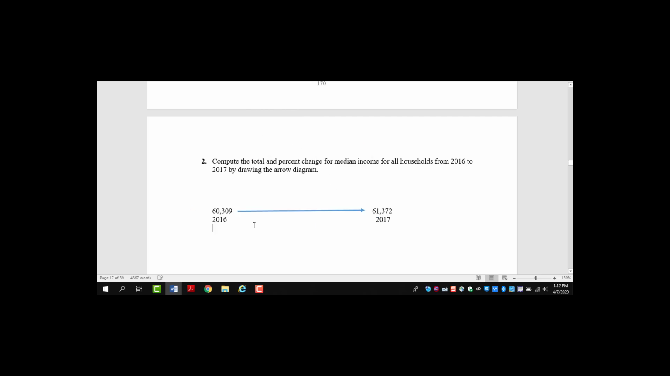And I'll leave it in blue. So here's the 2016. This is dollars, median income. And so is this. So up here, I'm going to put the total change. And down here, I'm going to put the percent change.